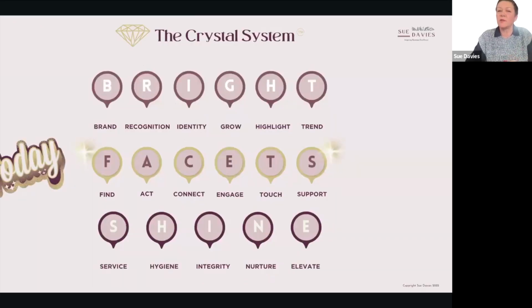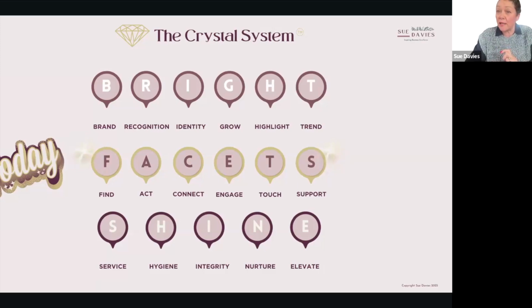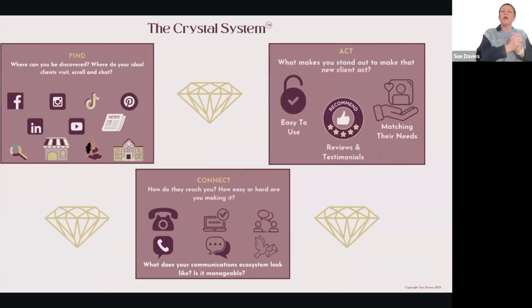As part of my Crystal System, I also have all these wonderful elements, of which there's an awful lot, and we'll be on for a moment so you can see how they work. But today we're going to be looking at just 3 elements, which is F, A, and C from facets. We're going to be looking at how we get people to find us, get them to act, and get them to connect with us, because without those bits, we have no business. So that's what we're going to be looking at today, and hopefully you're going to find some new information.